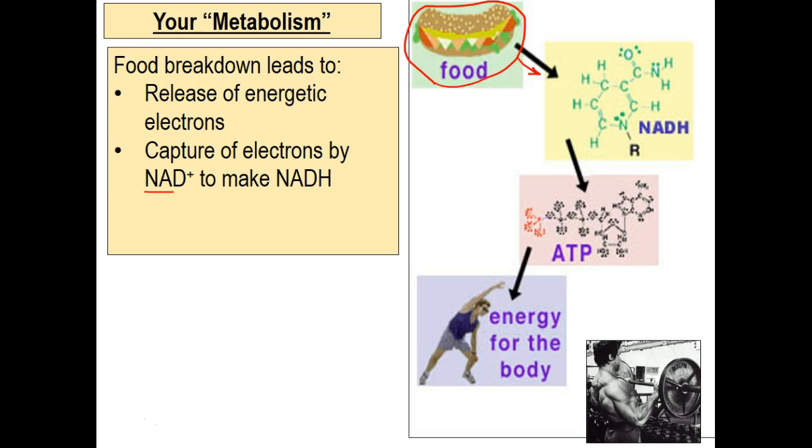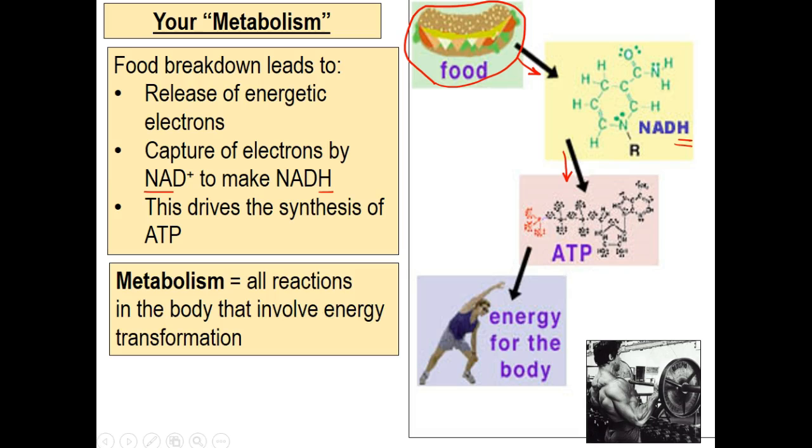And the transfer of electrons is indicated by the addition of a hydrogen. And so remember that a hydrogen atom is just 1 proton and 1 electron. And so often addition of electrons occurs by the addition of a hydrogen atom. And so the next step here is that the electrons are then used to drive the synthesis of ATP. Okay, so this happens in your metabolism. So what is metabolism? Metabolism is all the reactions in the body that involve energy transformation.